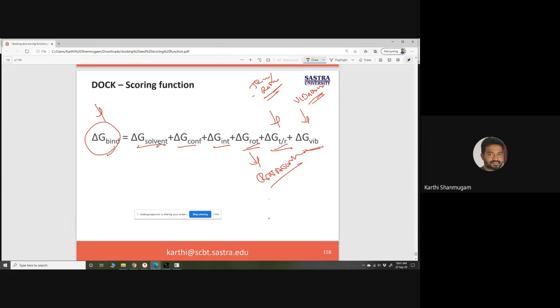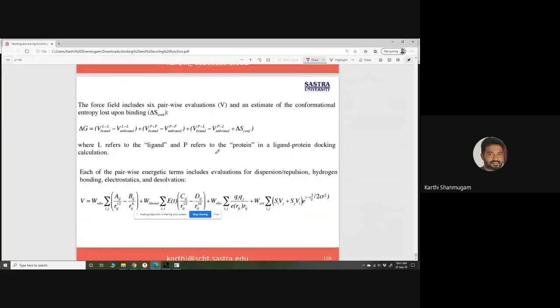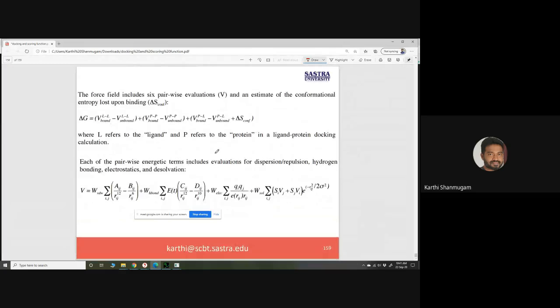So whatever I have shown here is a very simple scoring function, but don't think that the software will also use a similar kind of simple scoring function. This is the basic scoring function which is used in AutoDock. You can see the expression is completely changed, right? In the previous slide I gave a very simple example, but now each term is expanded to a great extent, right? So many parameters are included.